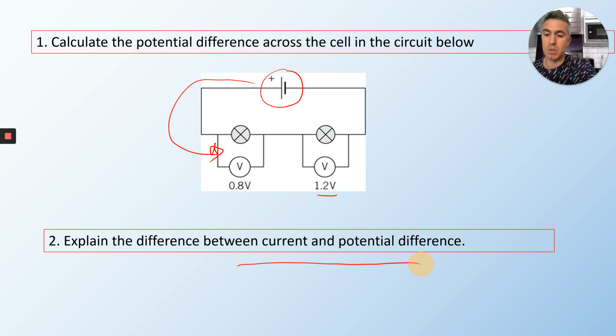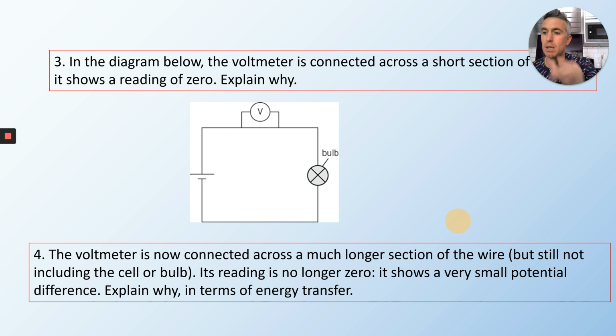This bit here is trickier. Explain the difference between current and potential difference. One's talking about flow, the other one's energy per something. In the diagram below, explain why the voltmeter connected across a short section of wire shows 0 reading. When I put my voltmeter here, it doesn't record anything. Why?